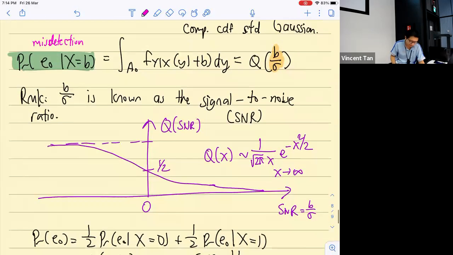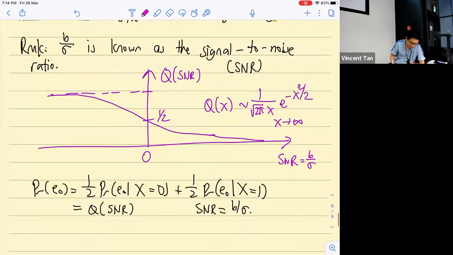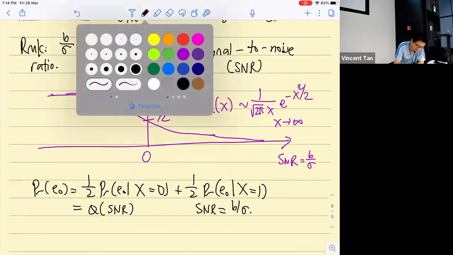B over sigma is known as the signal to noise ratio in electrical engineering, if you wish, and then they can be computed in this way, and this Q function is very nice. Okay, it comes out in many places.